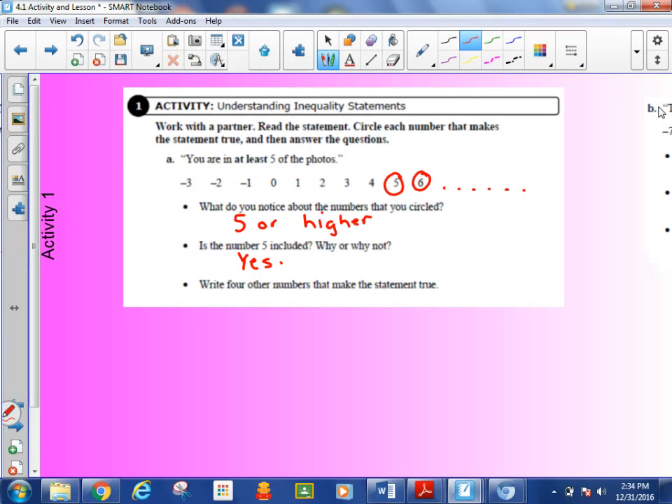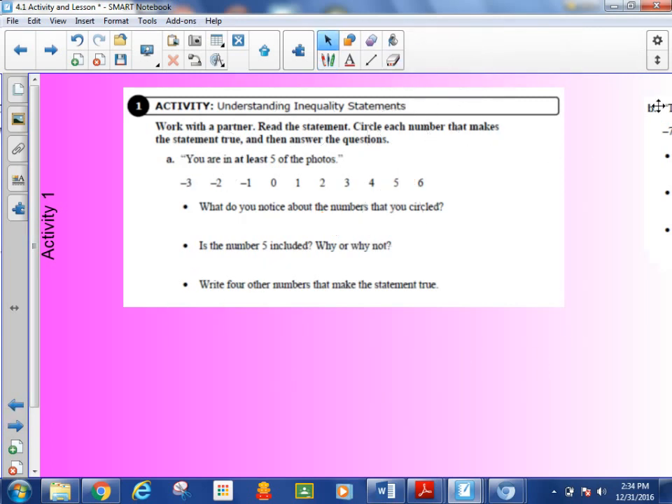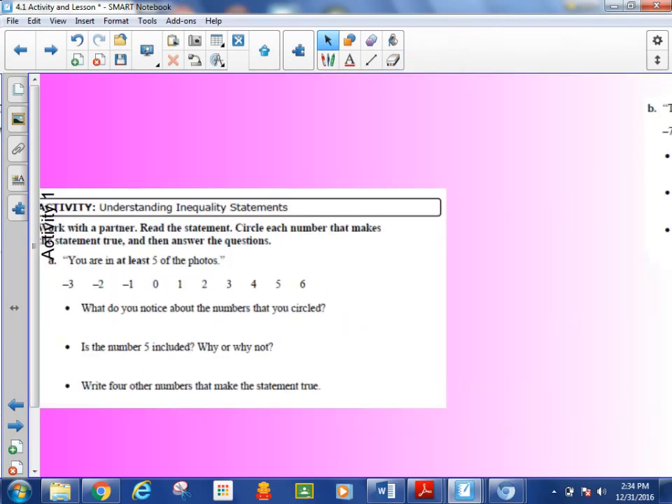Write 4 of the numbers that make the statement true. So we've already circled 5 and 6. What are 4 other numbers other than 5 and 6? Well, we could do 7, 8, 9, and 10. And you wouldn't have to use those 4 numbers. Those are just the next 4. You could use any number that's greater than 5. Okay, so let's go ahead and look at our next one. Actually, we'll shift this over here.